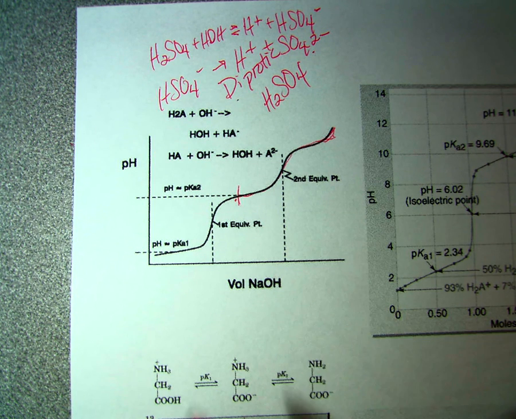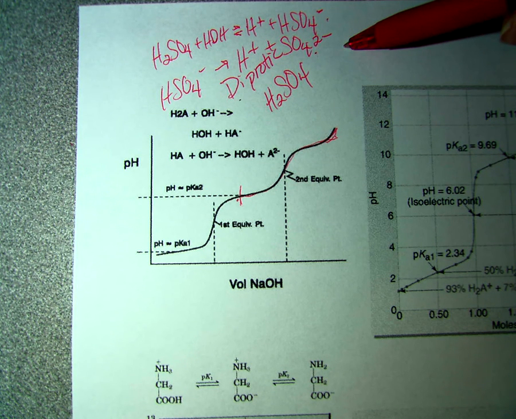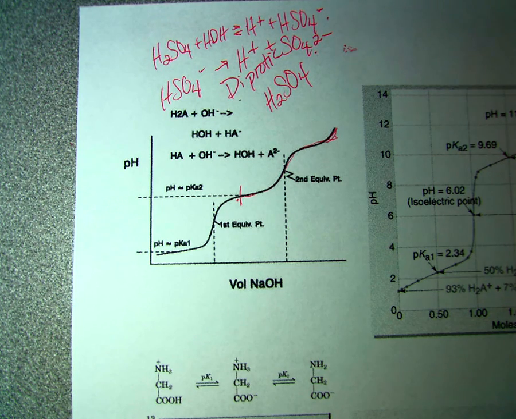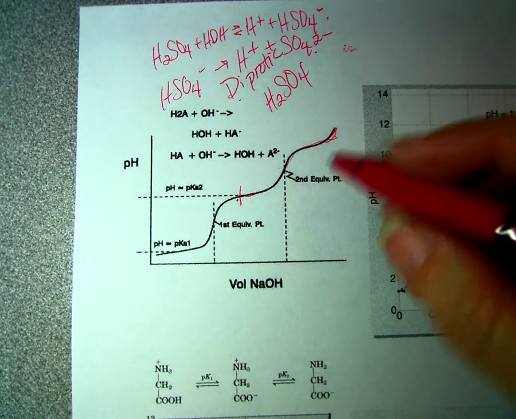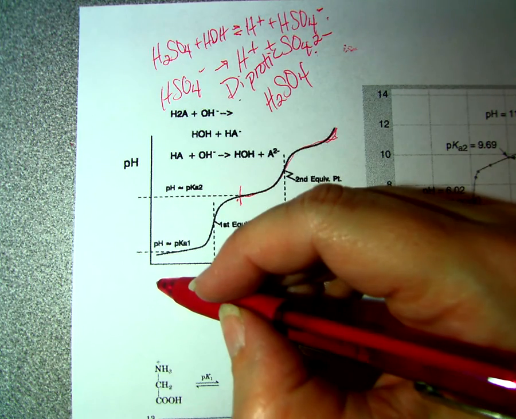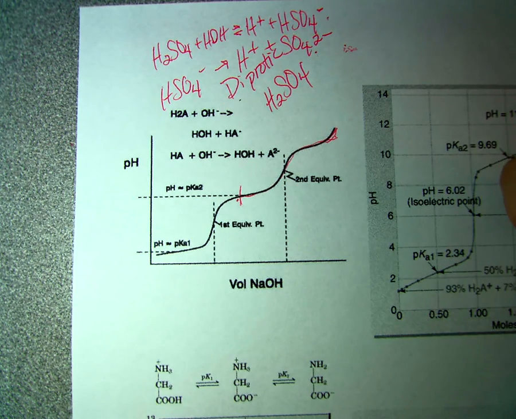And remember, we talked about the Ka of the first dissociation being lower. The Ka of the second dissociation is going to be a lot higher. It's going to take a lot more energy to remove that second proton. So you really have two curves going on here. This is the first proton removal, and this is the second one. So that means you're going to have two pKa's.